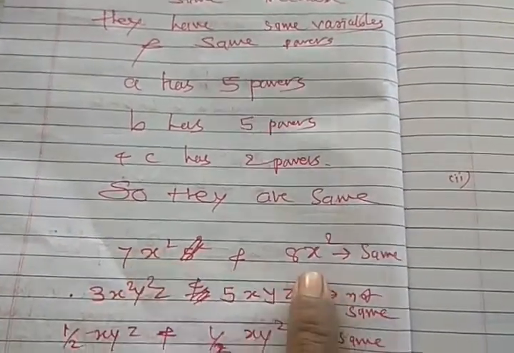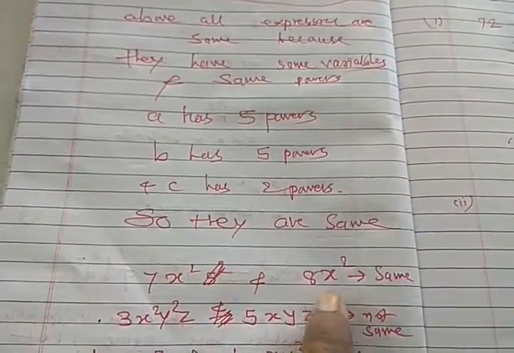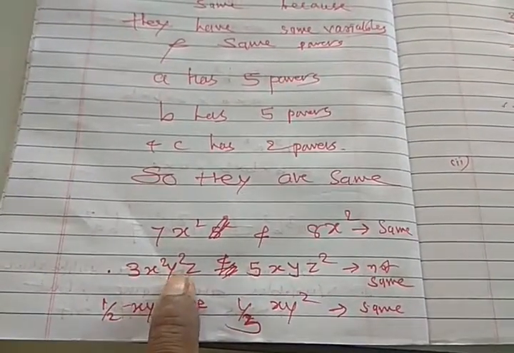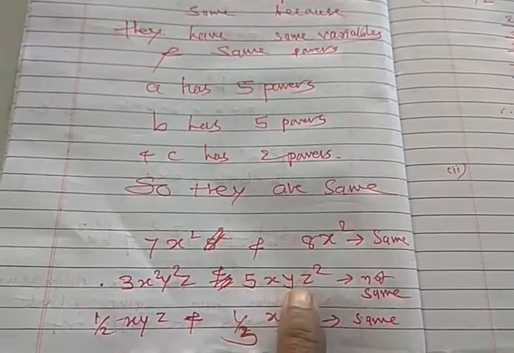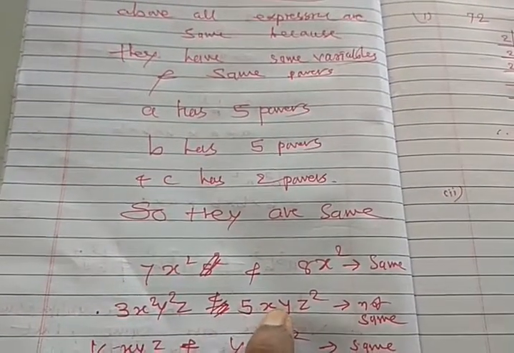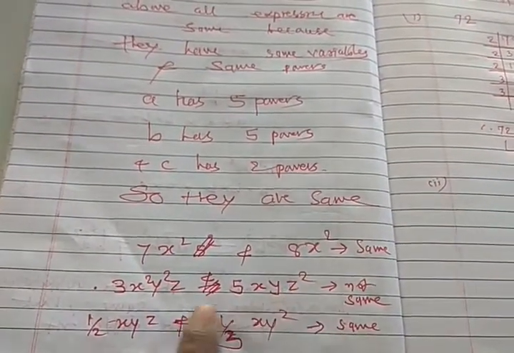Now 7 x square and 8 x square, are they same? Yes, because these coefficients are different but variables are same and powers are same. 3x square y square z, 5x y z square, they are not same because here x raised to 2, here x raised to 1, powers are different. Here y raised to 2, here y raised to 1, here z raised to 2, z raised to 1, powers are different.